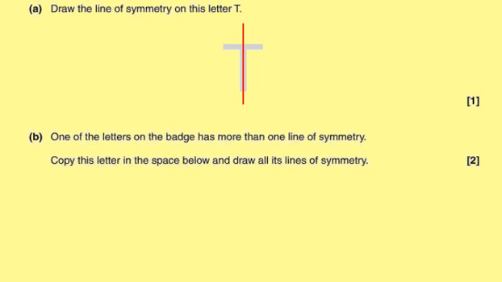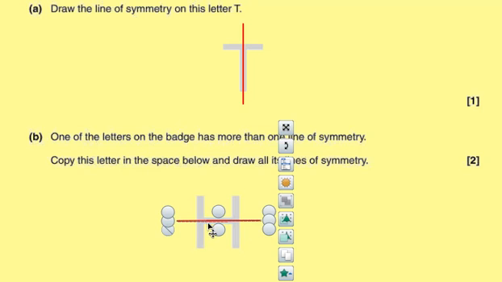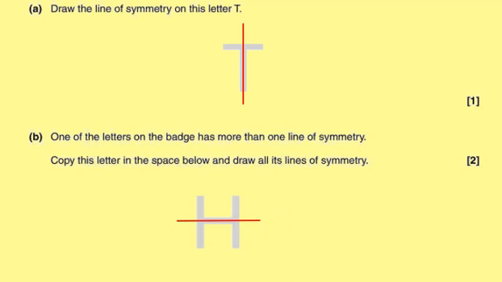So because H has a vertical and a horizontal line of symmetry, we draw the letter H, we draw in a horizontal line of symmetry, so it's a horizontal mirror line, and then also we draw in a vertical line of symmetry. So we've drawn the two lines of symmetry for the letter H.